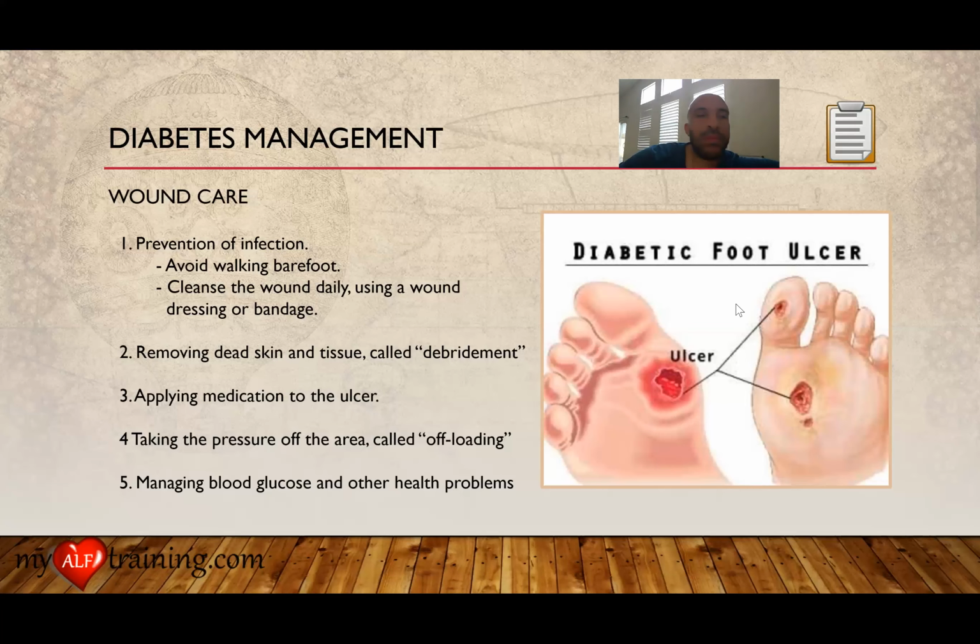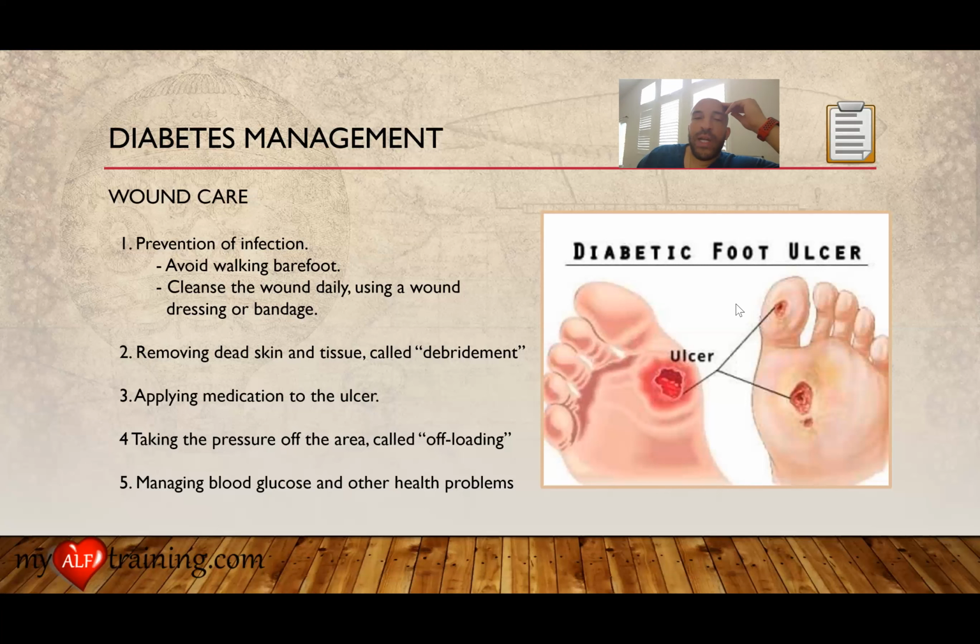So, wound care, specifically for patients with diabetes who are elderly, we should be looking for diabetic foot ulcers. This should be a part of our assessment every day, is checking their feet. How can we prevent infection in patients who we may think are more susceptible than others to develop an ulcer? Well, avoid walking barefoot.